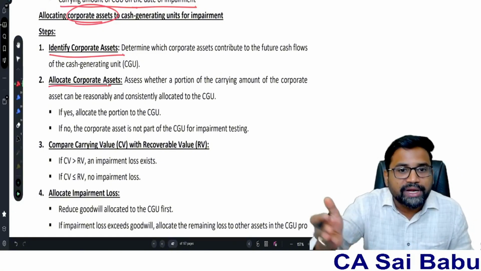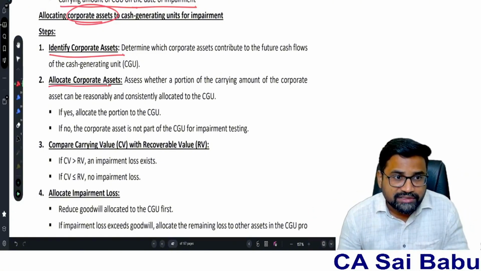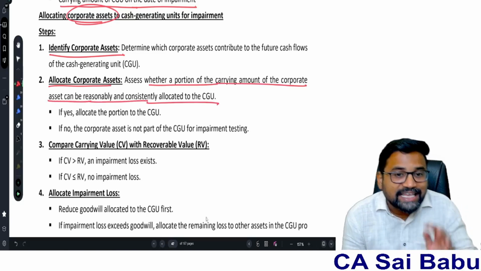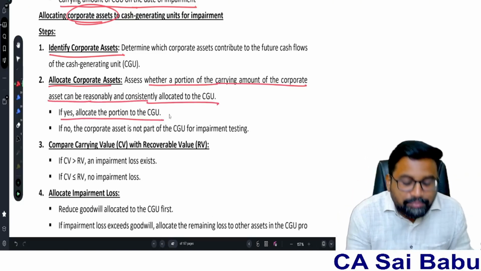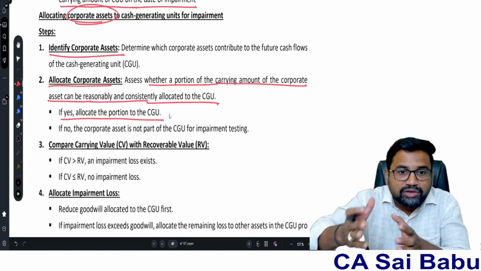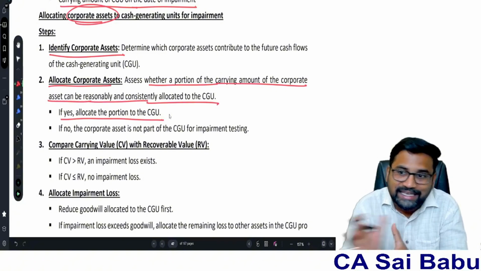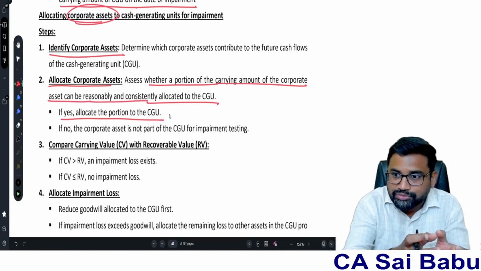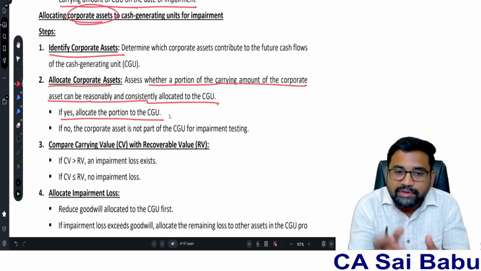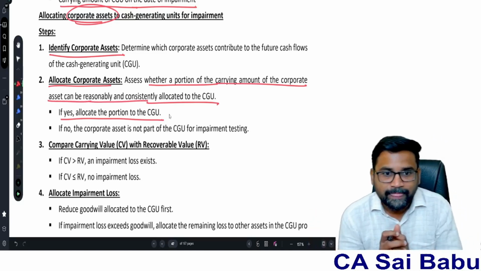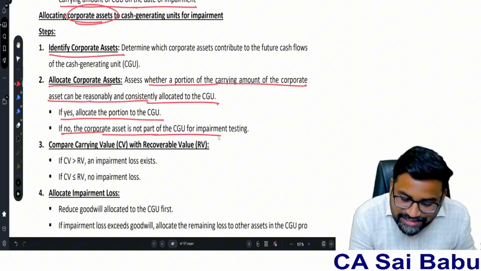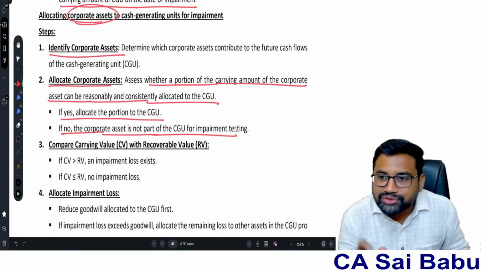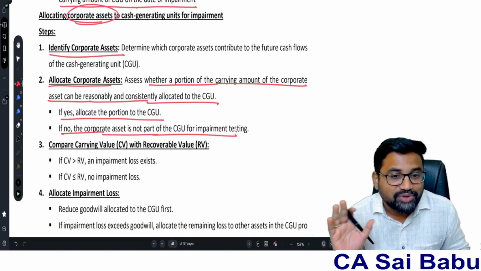Second, allocate these corporate assets between the CGUs. How are you going to allocate it? Assess whether a portion of the carrying amount of the corporate assets can be reasonably and consistently allocated to the CGU. If yes, allocate that portion to the CGU. So which CGU does this corporate asset belong to? If you can reasonably and consistently allocate it, it may belong to this group, this CGU, which together generate cash flows. Then you allocate it. If no, the corporate asset is not part of the CGU for impairment testing. Suppose you feel this corporate asset cannot be reasonably and consistently allocated to a CGU, don't allocate it and don't test it for impairment either. That is what the standard says.